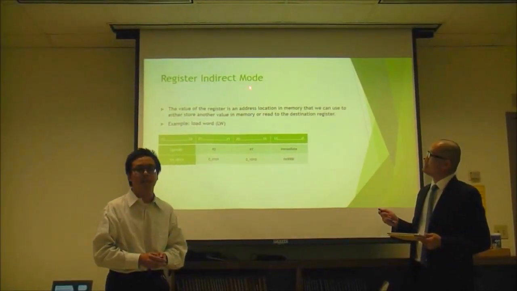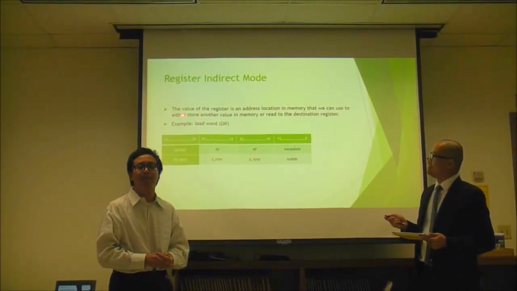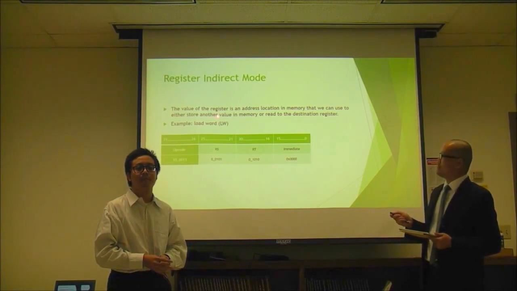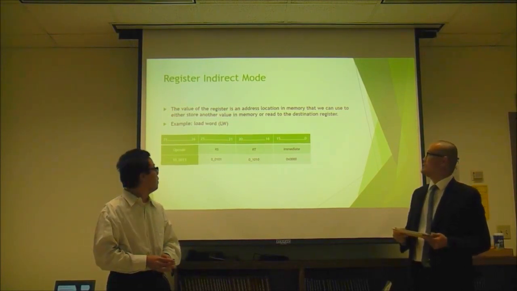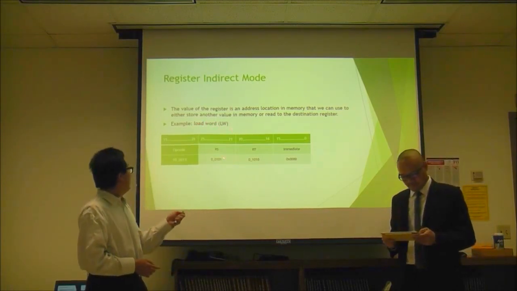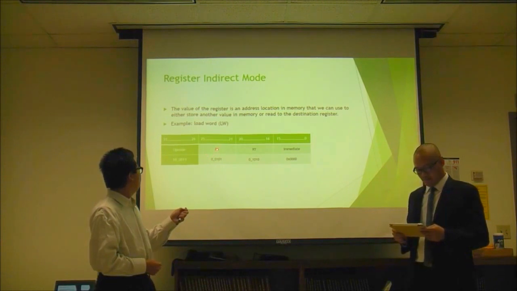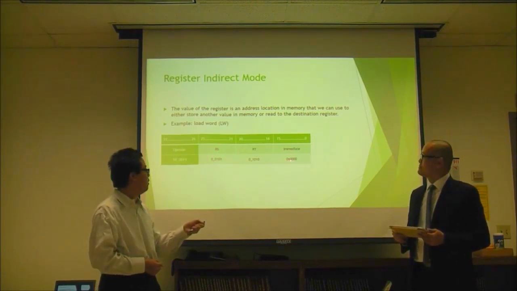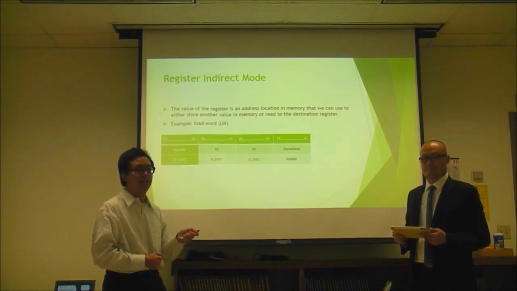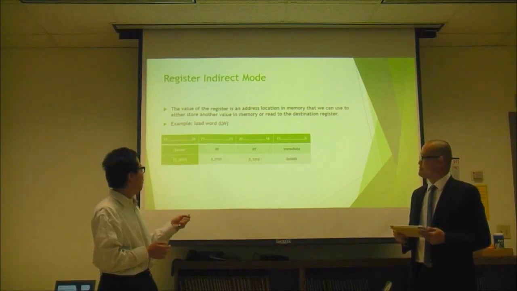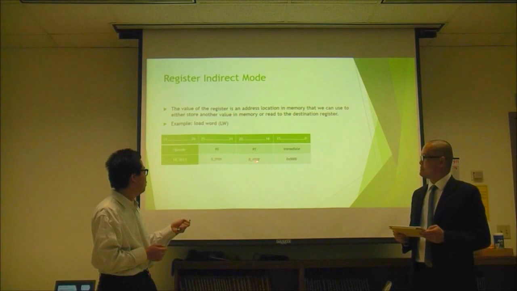Now let's look at register indirect mode. In this mode, the value of the register is an address location in memory that we can use to either store another value in memory or read into the destination register. The example we have right here is load word. We are getting the value from register S, which is register 5, added with the immediate value 0, go to that memory location, get the value from that memory location and then store it into the destination RT, which is register 10.